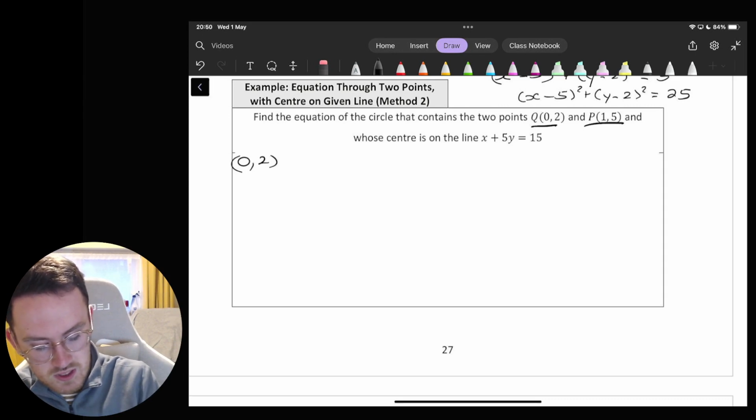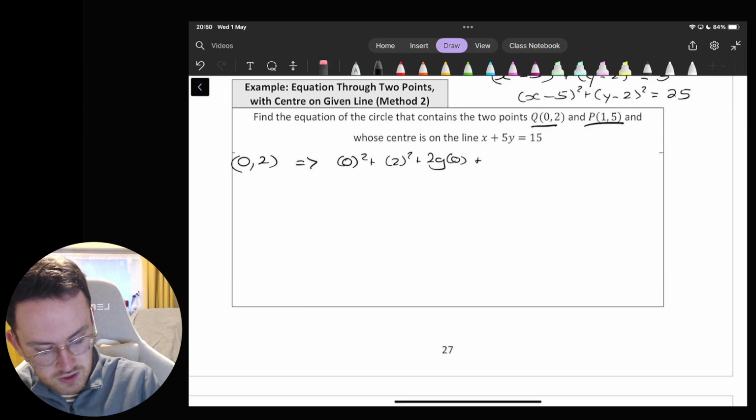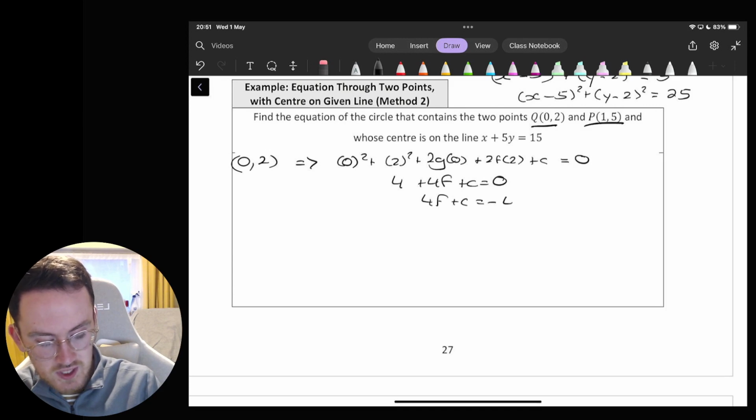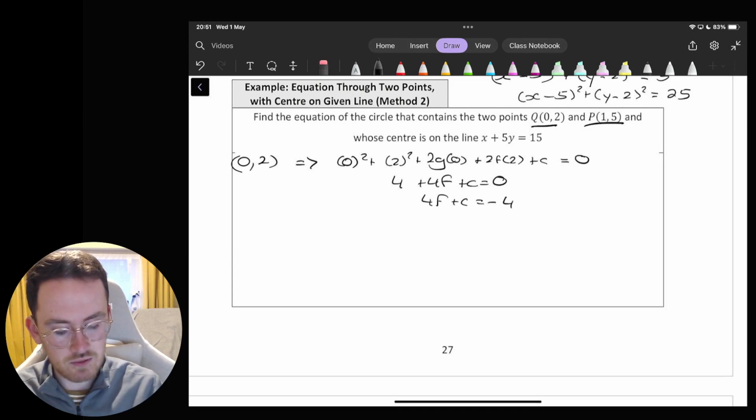So I'm subbing in the point (0, 2). Subbing that in, 0 squared plus 2 squared plus 2g times 0 plus 2f times 2 plus c equals 0. I always like questions like this where one of my coordinates is 0, because it allows me to immediately get an equation that only has 2 variables, and that could be quite helpful for us.